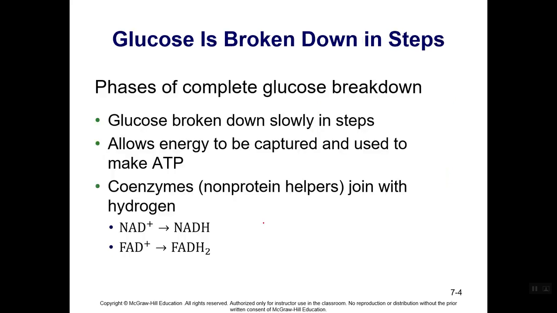All right. So in this process of cellular respiration, glucose is totally broken down. And that has to occur in phases. It breaks down slowly in multiple steps. It allows energy to be captured and to be used to make ATP. There's lots of coenzymes that are involved in this. Some of the important ones are NAD+ and FAD+. When they join with hydrogen atoms, we'll call them NADH and FADH2. But essentially, they function as electron carriers for an electron transport chain, similar to what we saw last chapter.